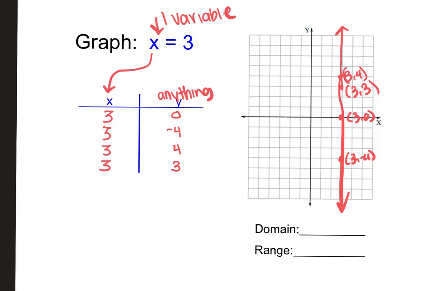So our domain, the graph isn't moving forever left and right. Domain is talking about the x values. And those we can see the only x value we have is x equals 3. Because y can be anything and it's going forever up and forever down, our range would be all real numbers.